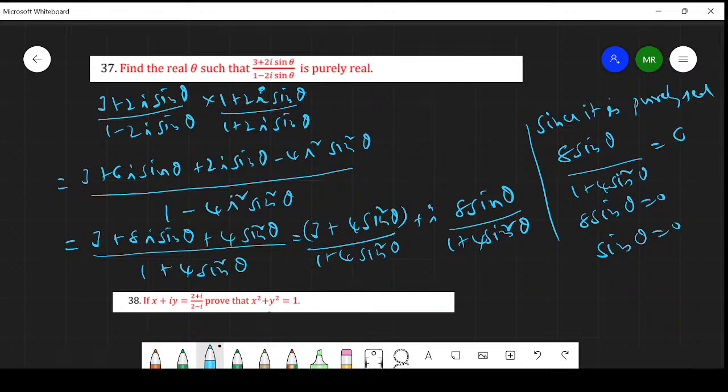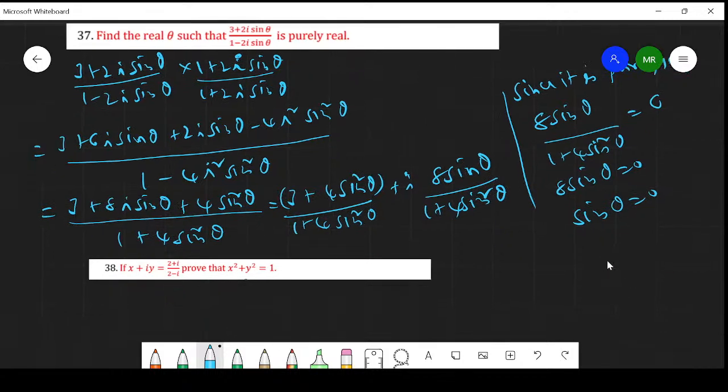But whenever sin theta equal to 0, your answer is theta equal to n pi. They are asking, find real theta. When sin theta equal to 0, theta is equal to n pi, n belongs to Z. That is our general solution. I have done the general solution. I have completed that. Now, we got the general solution.